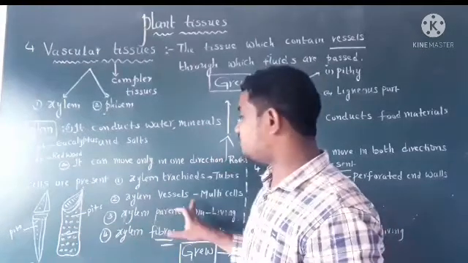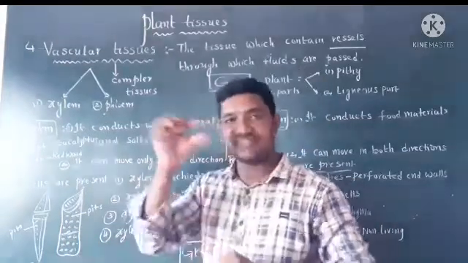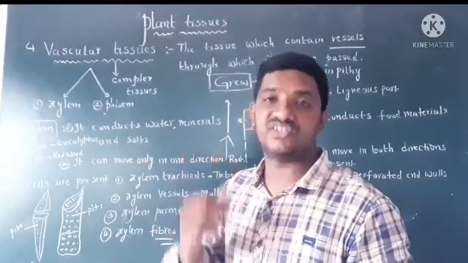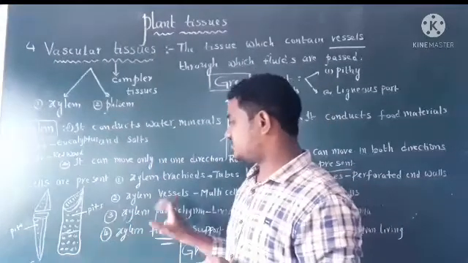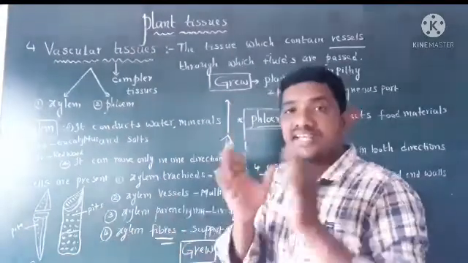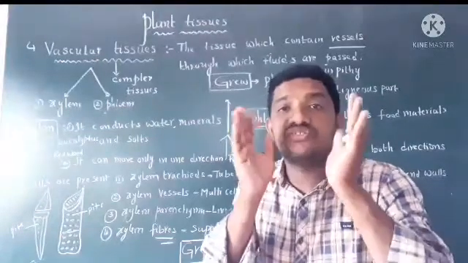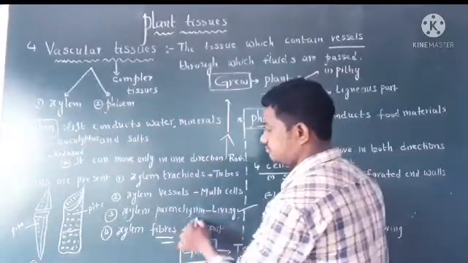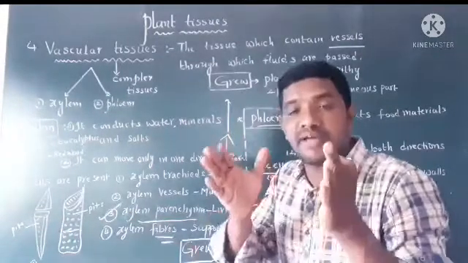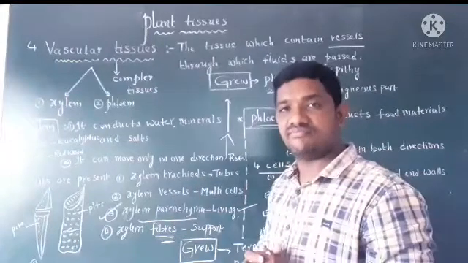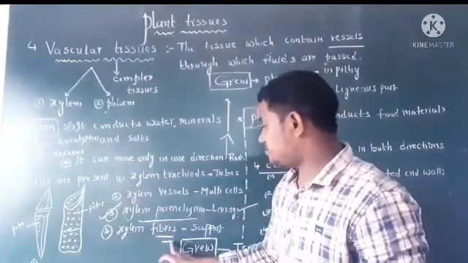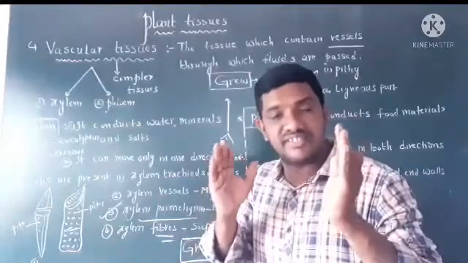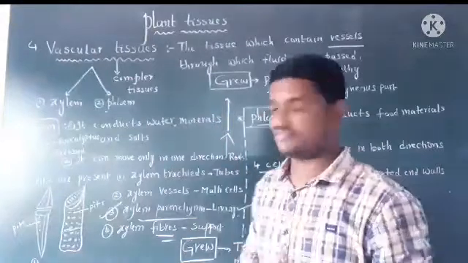Coming to the second one, xylem vessel. This is the vessel. Vessel means again a tube-like structure only. It's a multi-cellular structure. This is a xylem vessel. Third one, xylem parenchyma. Xylem parenchyma stores food material. It is the only living cell. This is important. Xylem parenchyma is the only living one. Okay. Xylem fibers. Xylem fibers give mechanical support to the plants.